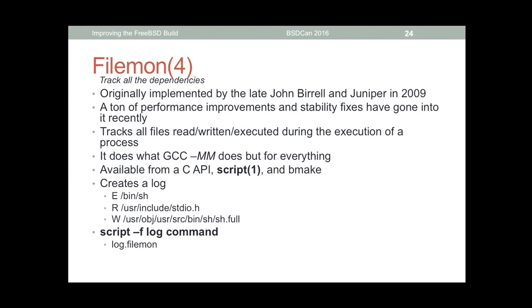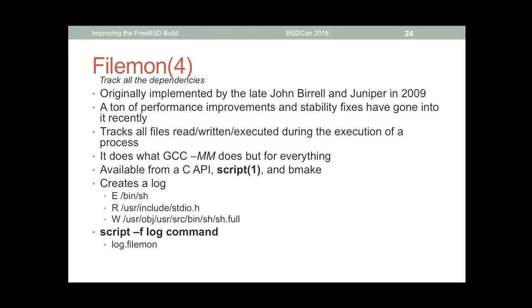All right, so now I'm going to take a small detour and explain FileMon, a kernel module that the late John Birrell committed in 2009. It also comes from Juniper, and it was part of John Birrell's JBuild system, which I think evolved into dirtEps. I'm not entirely sure on all the history. But FileMon is used to track all of the files that are read, written, or executed from a process. This can be used to track dependencies. It's very similar to the GCC flags for fastdepend, but it does it for everything.